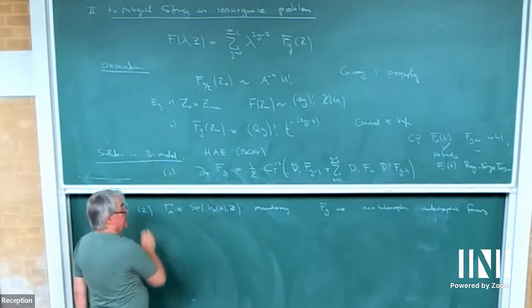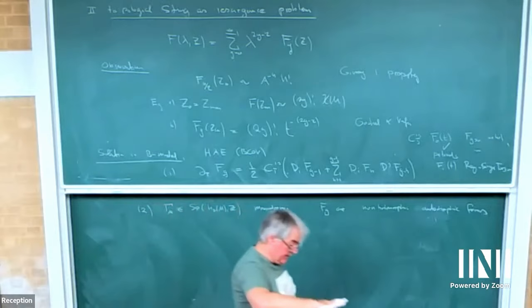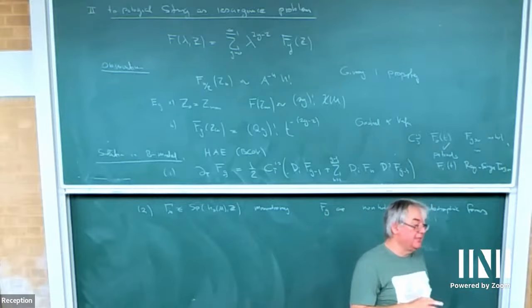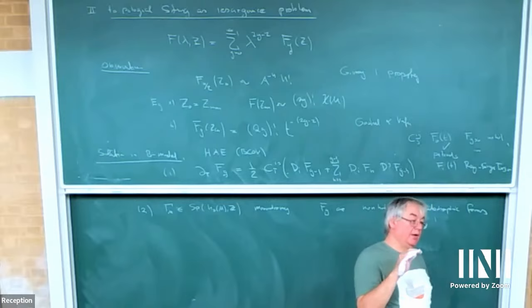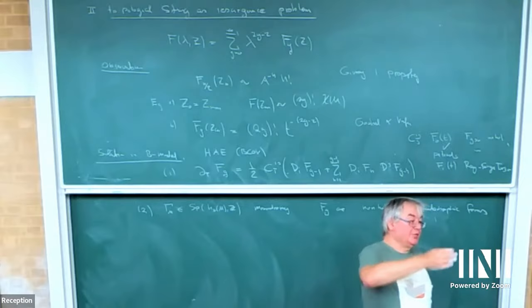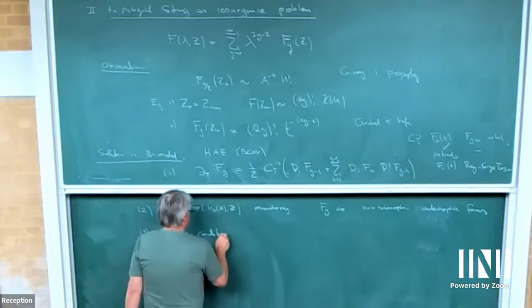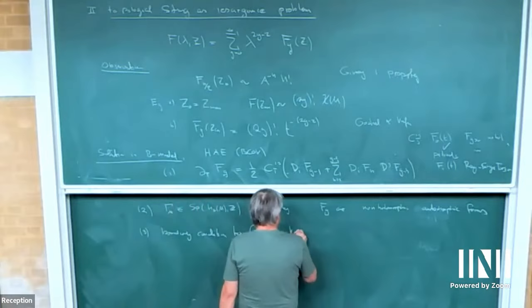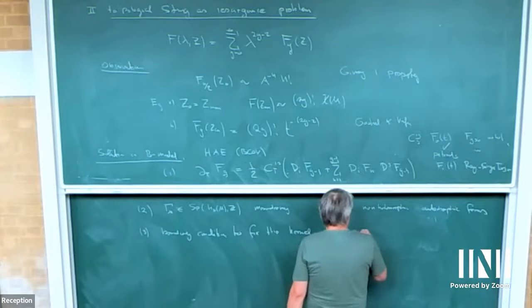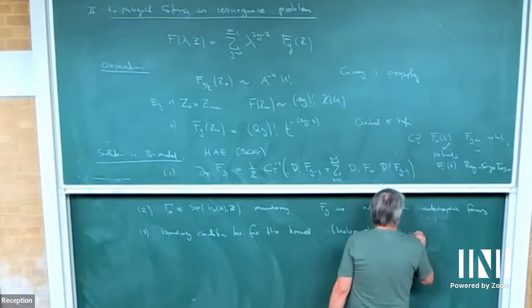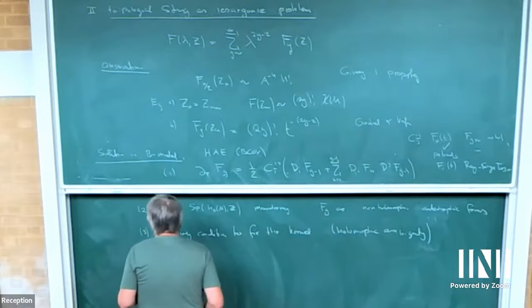And you know that if you have a physical amplitude and you know it, for instance, has to be invariant under SL2Z, it's often not enough. Because you maybe know the weight, but then the space of forms of the given weight maybe has some dimension. So you need some boundary conditions to fix the kernel, which is called the holomorphic ambiguity. And the outcome is that this F_g is a polynomial.